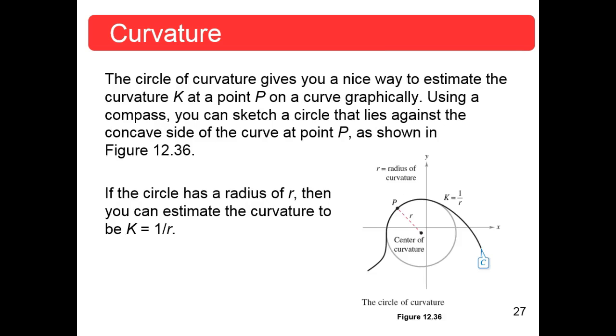So let's see if they do example 6. Not yet. Oh, I'm sorry. This is the paragraph I just read. I didn't know they were going to do it again. The circular curvature gives you a nice way to estimate the curvature K at point P on the curve graphically. Using a compass, you can sketch a circle that lies against the concave side of the curve at point P. Now, the key here is to find the radius that works best. It makes it sound real easy. You just get a compass and do it.